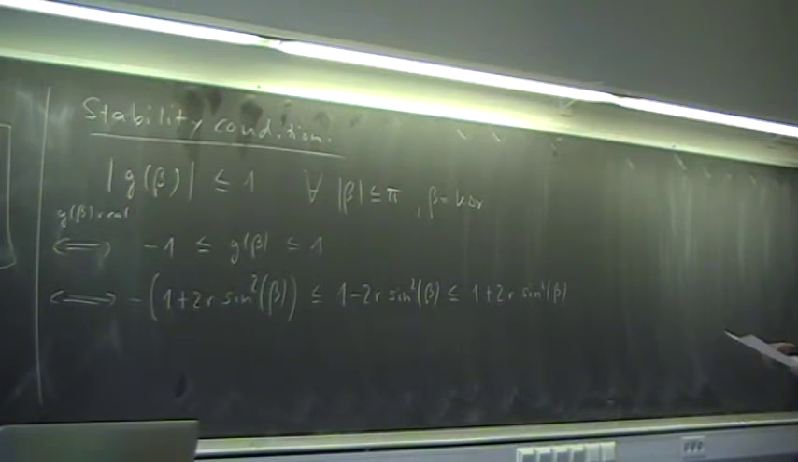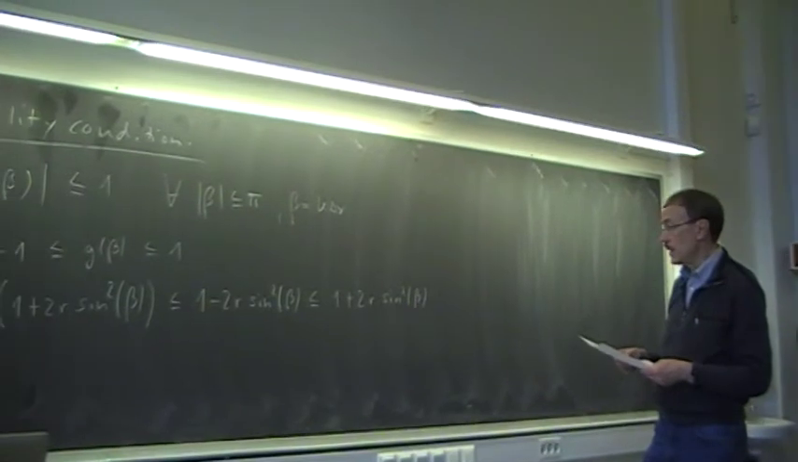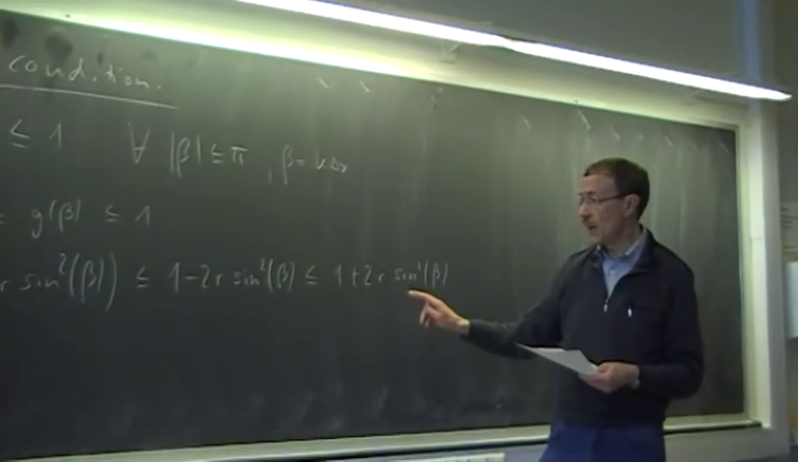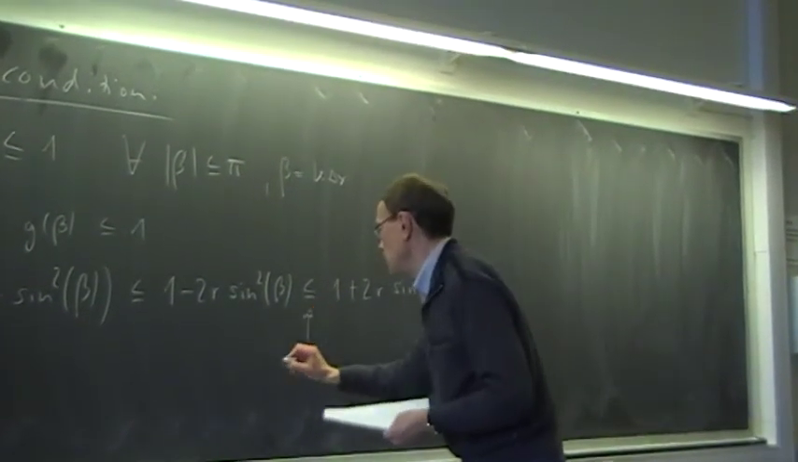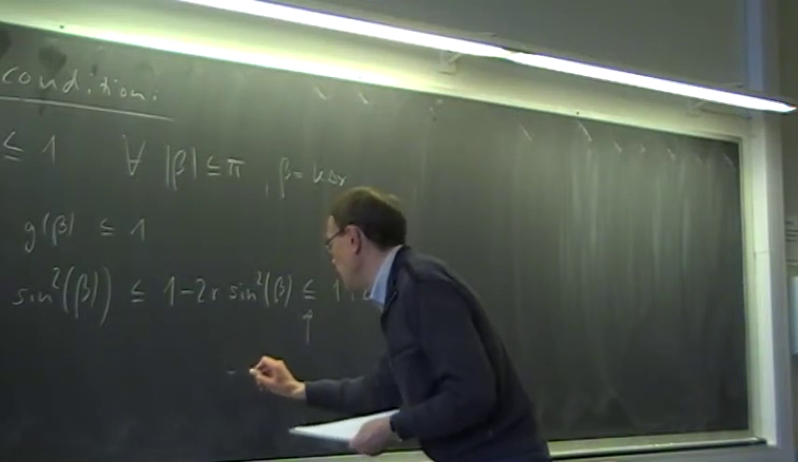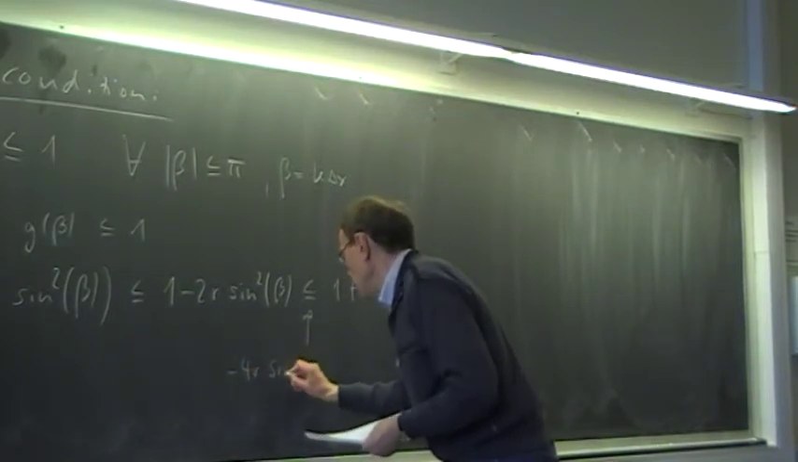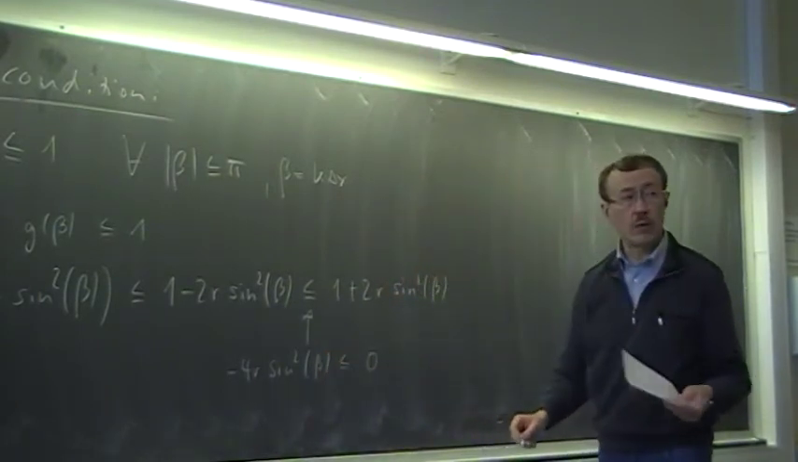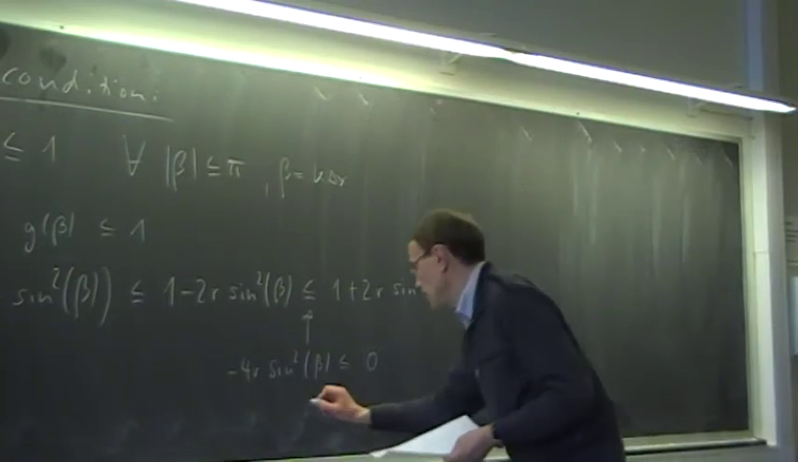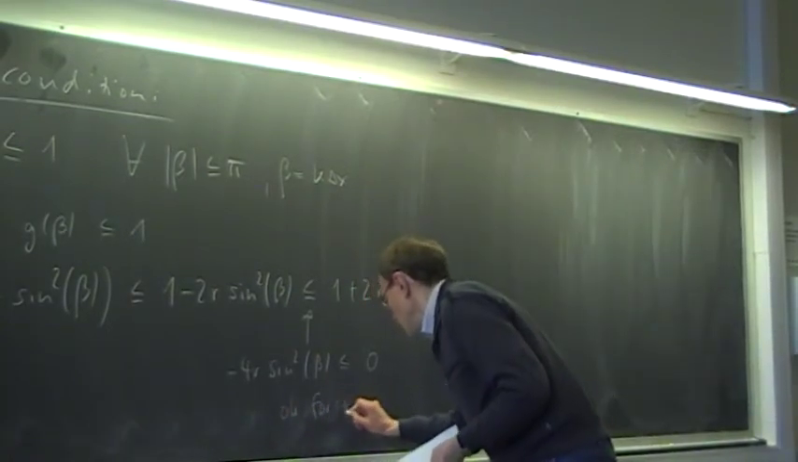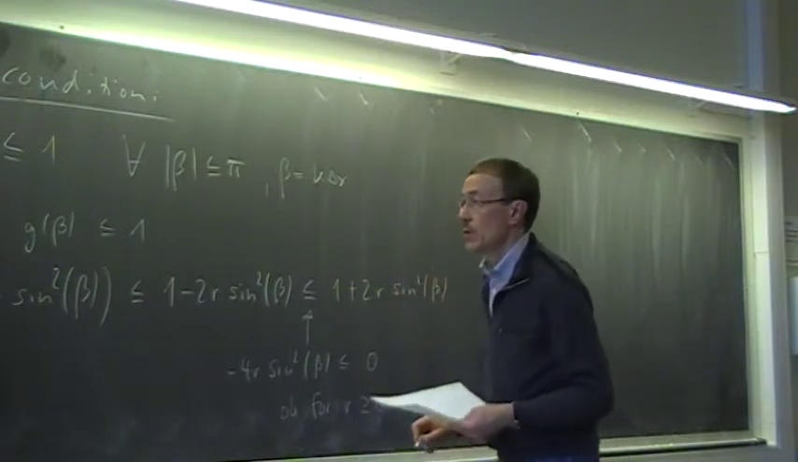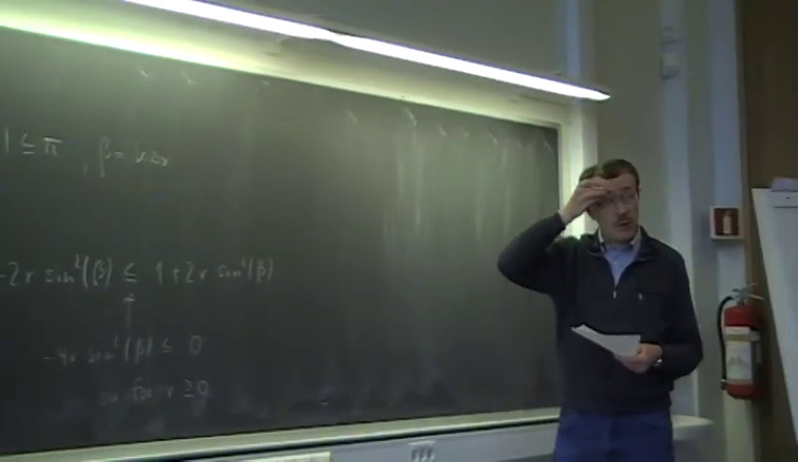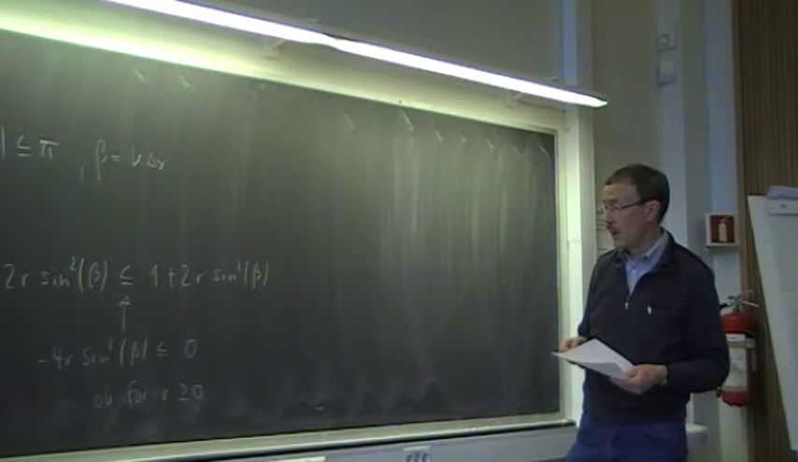So if we look at the right-hand side, we can take away the 1, and then we get -4r sine squared of beta smaller or equal than 0. So that is clearly okay if r is greater or equal 0. The only thing that makes sense, because that's defined by the thermal diffusivity, and that has to be positive to get a well-posed problem.